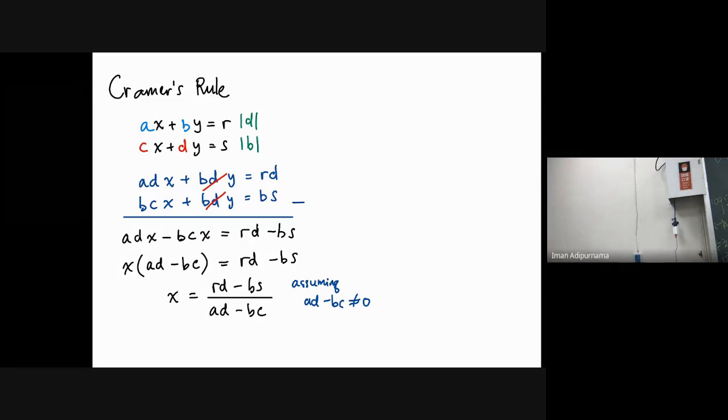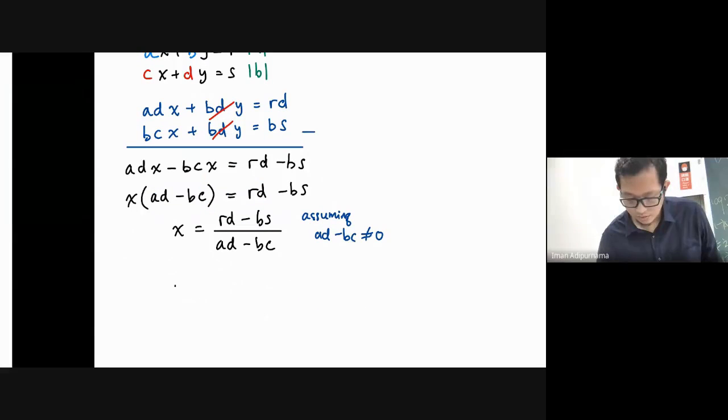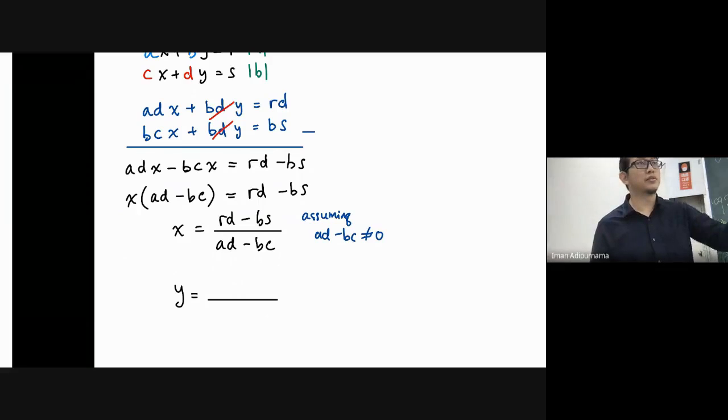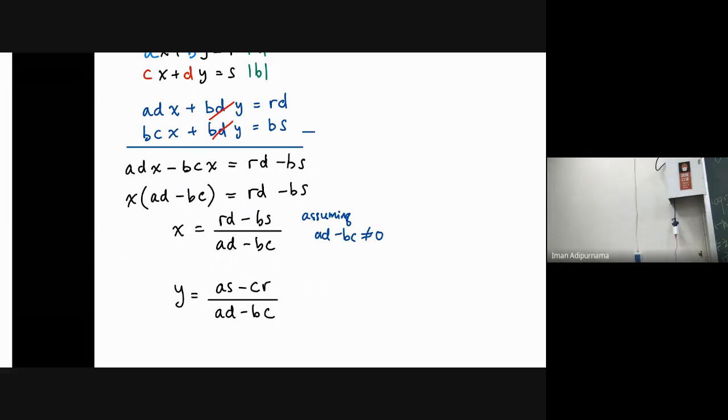And similarly, if you want to eliminate a x and c x, we multiply with c and multiply with a. Eliminate this, we get this, and the result is y. Yeah, careful, careful. Okay, and similarly, we get a s minus c r over a d minus b c.